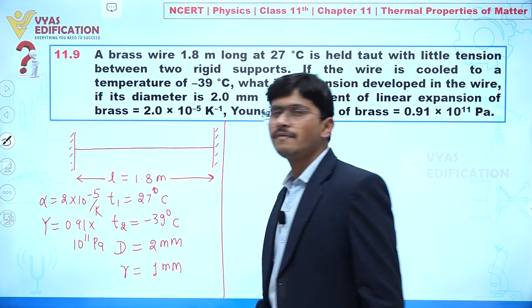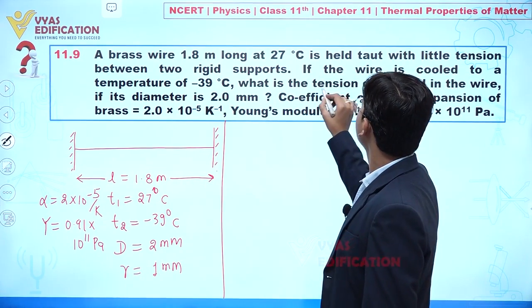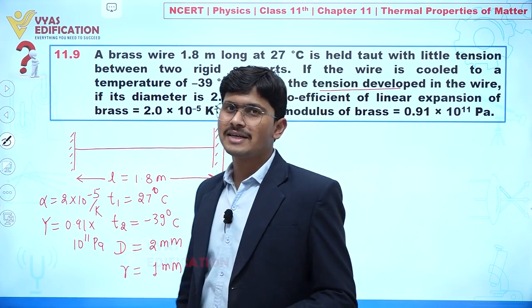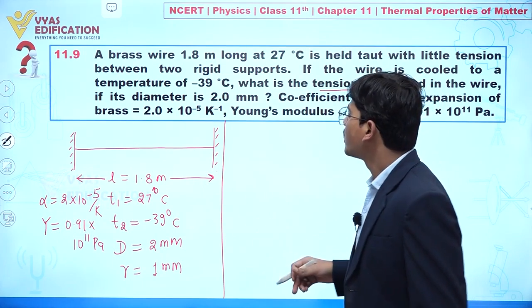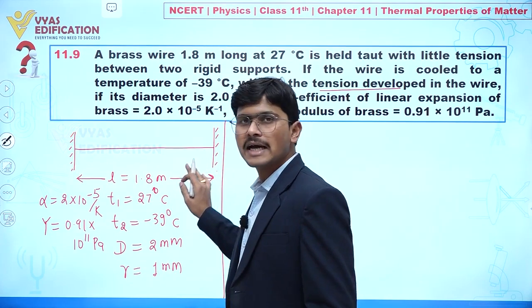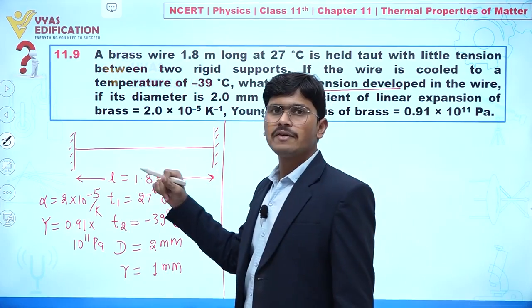First of all, concentrate on the objective part of this question. The objective of this question is to calculate the tension developed. Clear? How can we calculate tension? Before that, you can analyze one concept here. It is already given that the length of this wire, fixed at both rigid supports, is 1.8 meter at 27 degrees Celsius.